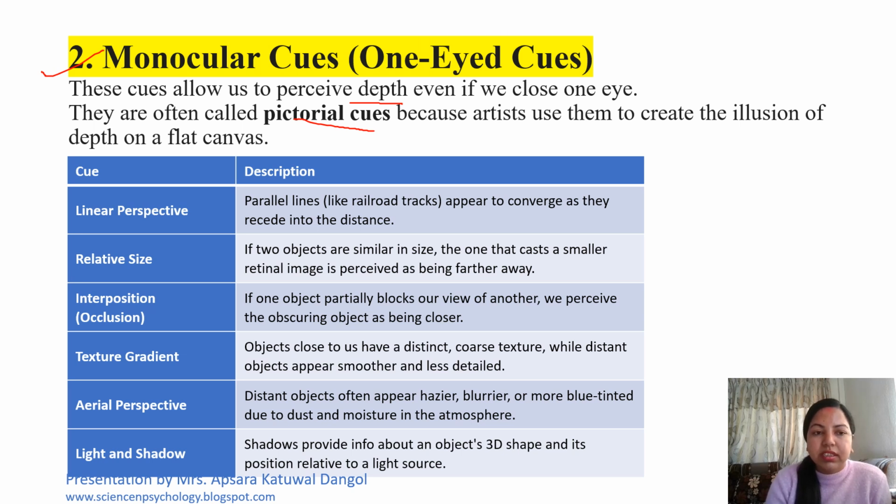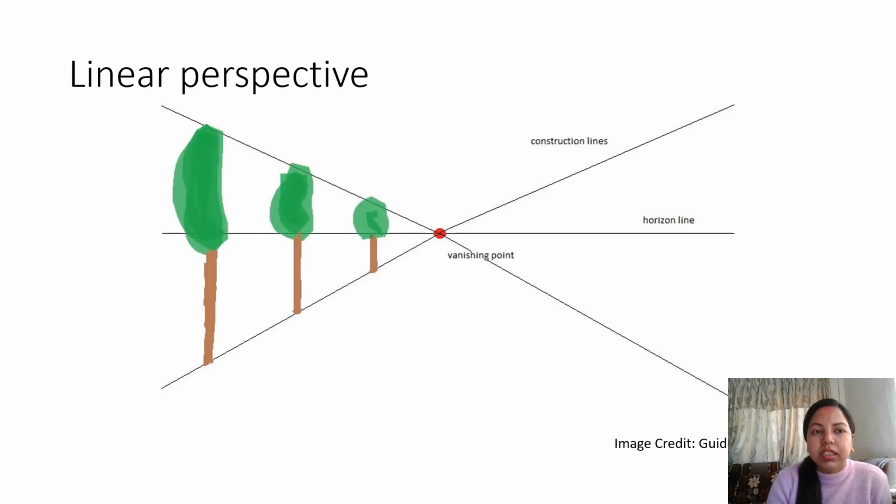Now, firstly, let us talk about linear perspective. Parallel lines like railroad tracks appear to converge as they recede into the distance. Let's see the image to understand. In linear perspective, as you can see, if we look from here, this image seems to have a vanishing point. It is because of the linear perspective.